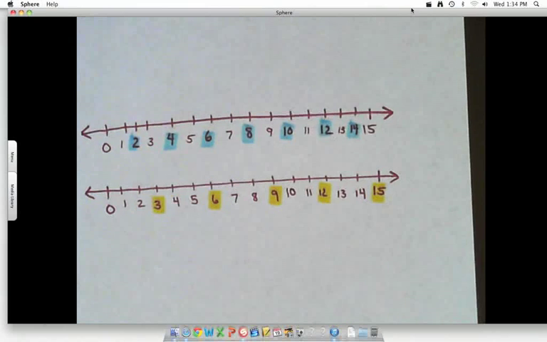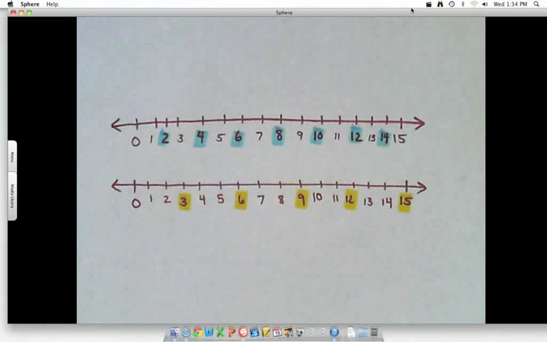you can see in blue I have a list of multiples of 2. So 2, 4, 6, 8, 10, 12, 14. And obviously it would continue on. For multiples of 3, I have highlighted in yellow. So it's every third number on the number line. 3, 6, 9, 12, 15.